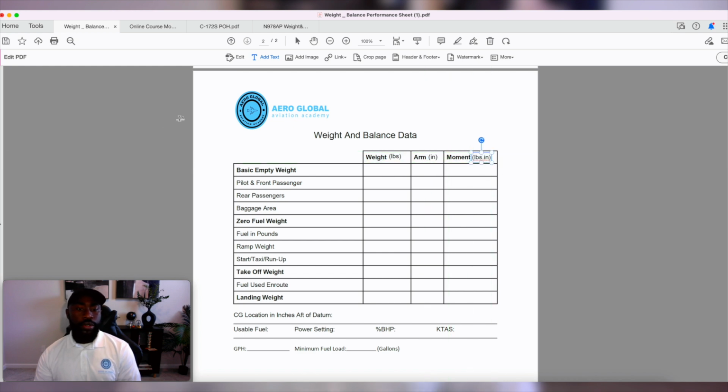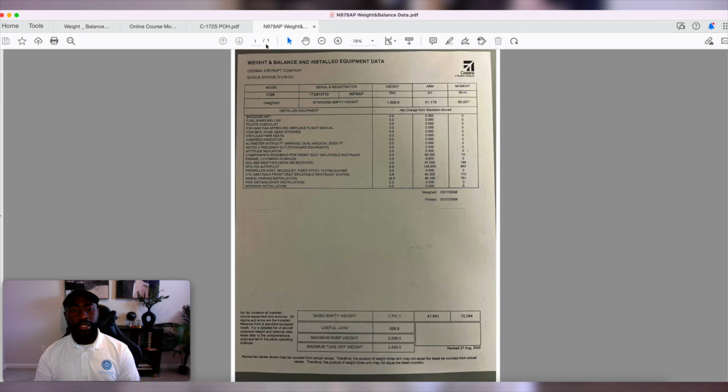The next thing we're going to do is go line by line to fill out the entire weight and balance problem. We'll start with the basic empty weight. In this problem we're going to be using an aircraft with the call sign November 978 Alpha Papa, and this is the weight and balance data for that aircraft.